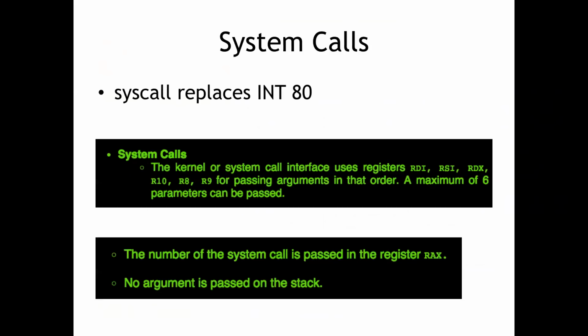Anyway, so you don't use int 80, you use syscall, which doesn't matter that much, but the most important thing for us to see is, unlike int 80, you never use the stack. The number of the system call is passed in the register RAX, and all the rest of the registers are used for the arguments. You can have a maximum of 6 parameters, and they just use these registers: RDI, RSI, RDX. You're going to see more of this.